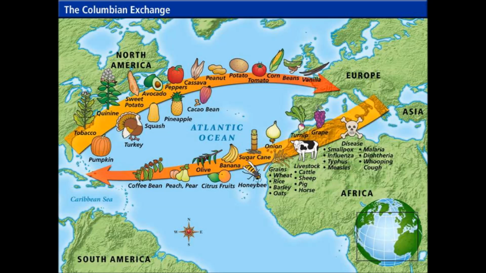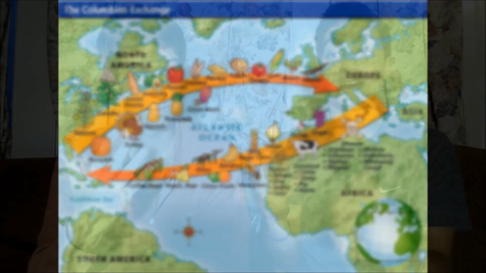From the Old World, or Europe, came wheat, sugarcane, cows, pigs, horses, apples, cabbage, citrus, carrots, Kentucky bluegrass, and more. Also from the Old World were diseases such as smallpox, malaria, and yellow fever. The Indians, unfortunately, had no immunity to these new diseases, and thus over 90% of the Indian population perished.